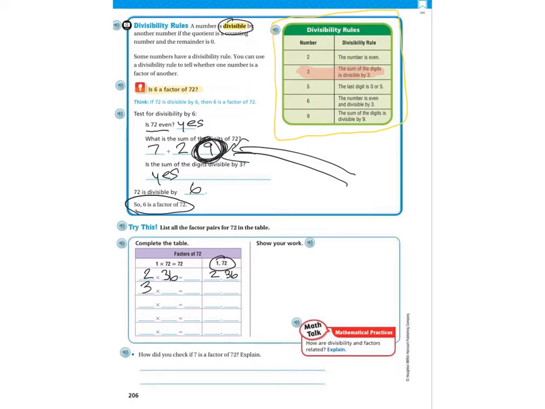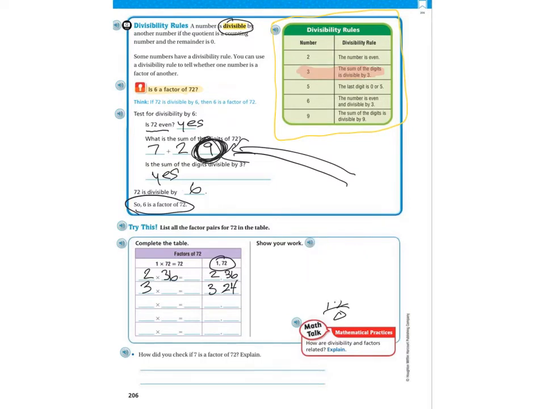Now I need to figure out what the other factor is, so we just go into division. So 72 divided by 3. 7 divided by 3 is 2. 2 times 3 is 6. 7 minus 6 is 1. And then I bring down my 2. Now I have 12. Now, 12 divided by 3 is what? It's 4. 4 times 3 is 12. And lickety split, I figured it out. I'm done. 24 and 3. So, 3 and 24. All right, now we can go on.